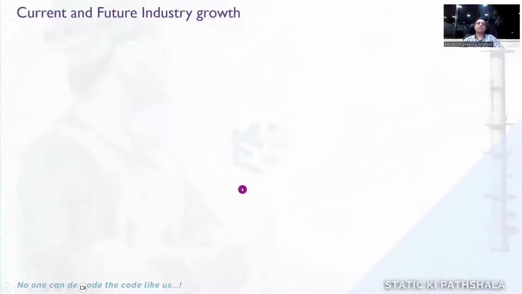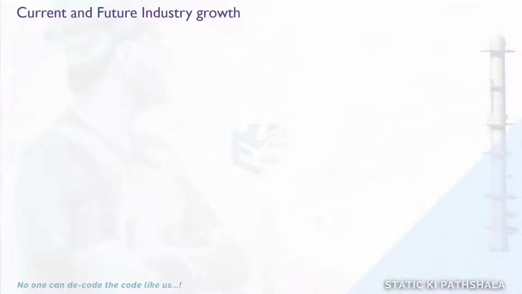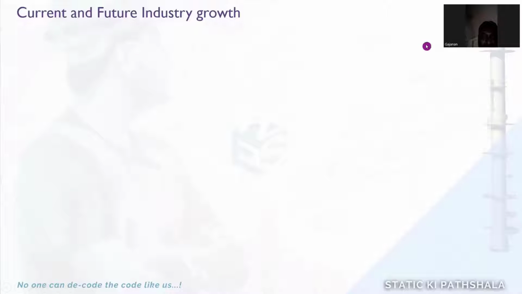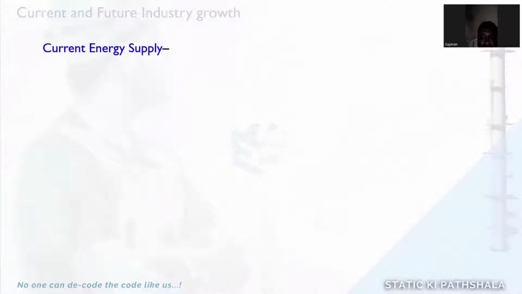So the current and the future industry growth. These are the numbers which have been taken. So kindly see that these numbers are just the trend we are going to observe in the future, right? These are just the trends, because nobody can exactly predict the future. But right now, whatever the trends are, how the technologies are moving, according to that, we are going to see it. So current energy supply.